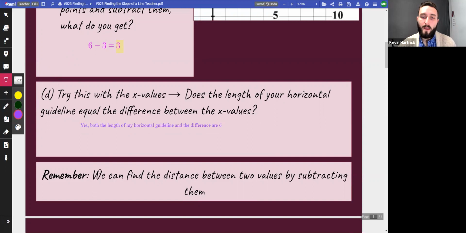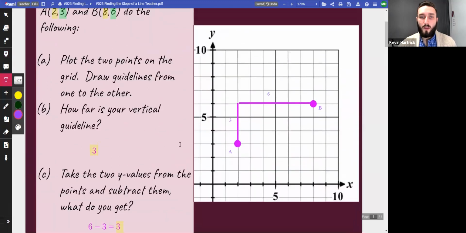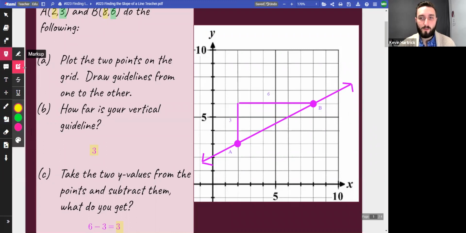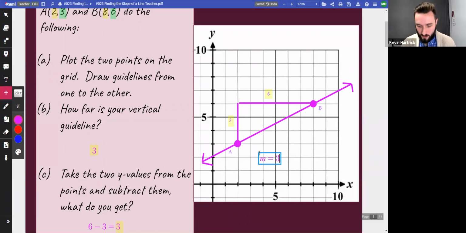So what does this tell you? That you can find the distance between 2 values by subtracting them. Now, if we were to create a line through these 2 points, like so, okay? Imagine we had some more points on this. What would the slope of this line be? Well, we found our guidelines, so our slope would be this number over this number, the 3 over the 6, right? The rise over the run, the y values over the x values. So our slope in this case would start off as m equals 3 over 6.